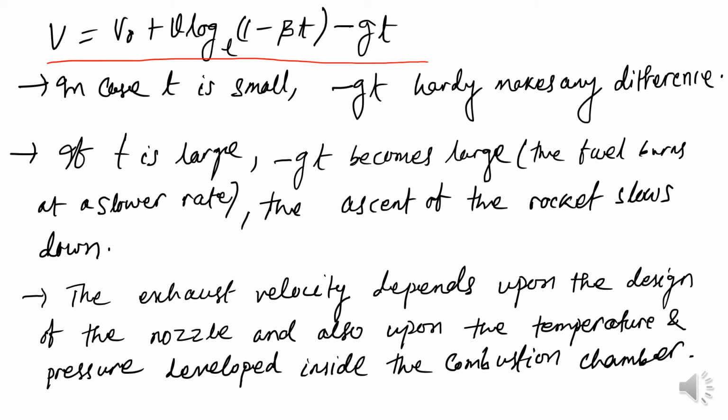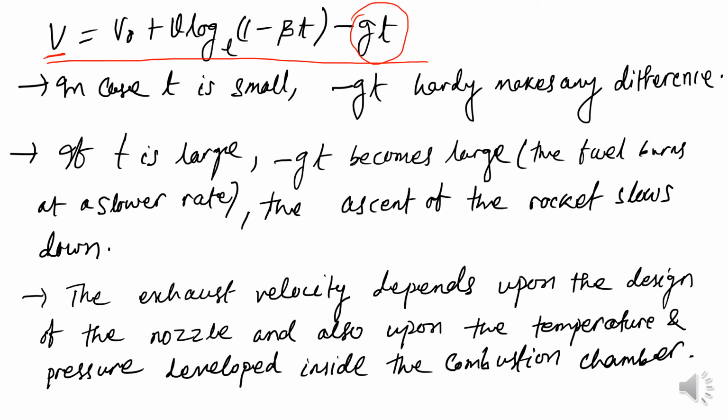In case t is small, then minus gt hardly makes any difference because t is very small, we can ignore this term. If t is very large, then minus gt becomes large. The fuel burns at a slower rate. Of course, if this gt is large enough, then your v will be less. So the ascent of the rocket slows down.